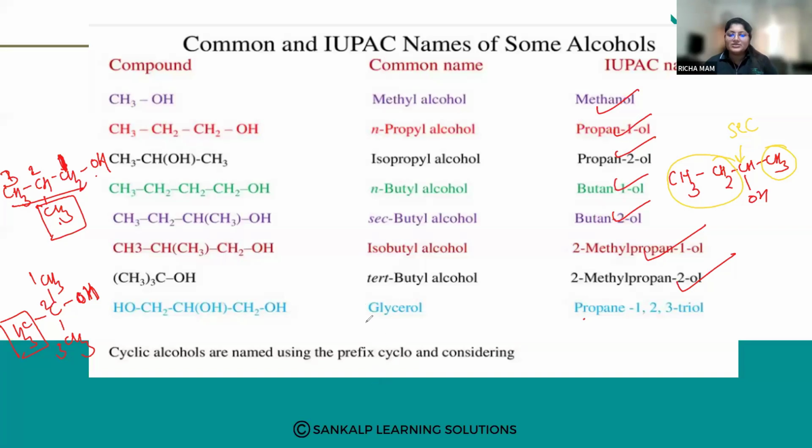Similarly, the last one: CH2OH, CHOH, CH2OH. Here what am I going to get? 1, 2, 3, so at position 1, position 2, and position 3 you have alcohol. It is propane 1, 2, 3. How many alcohols are there? 3. So it is propane-1,2,3-triol. This is the IUPAC nomenclature.